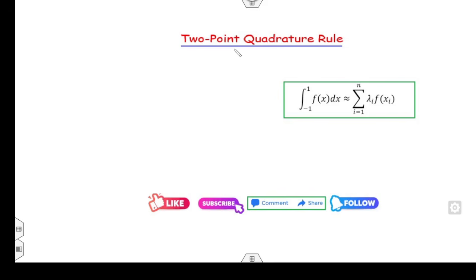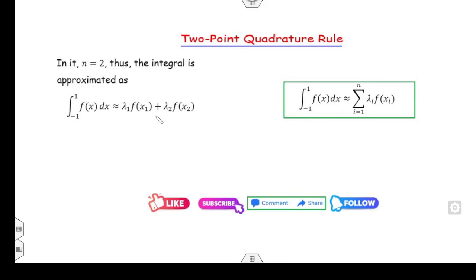Similarly, we can learn the concept of the 2 point quadrature. In this case, I can take n is 2. Once you take n is 2, your equation becomes lambda 1 f of x1 plus lambda 2 f of x2. How many unknown parameters? You can see there are 4 unknown parameters. Once there are 4 unknown parameters, you can choose f(x) with 4 unknown coefficients: a0 plus a1x plus a2x square plus a3x cube. So 4 coefficients are there.